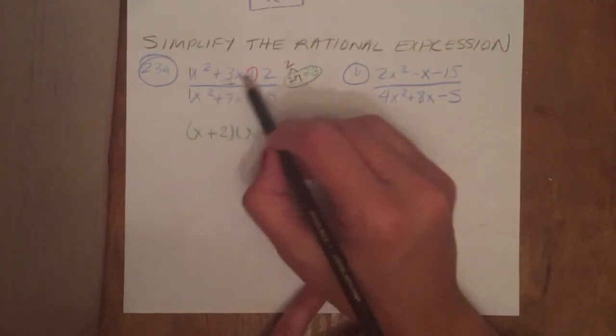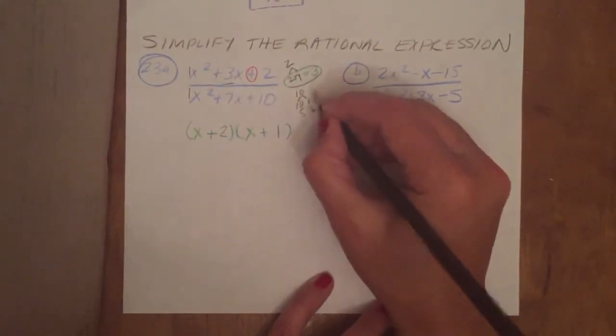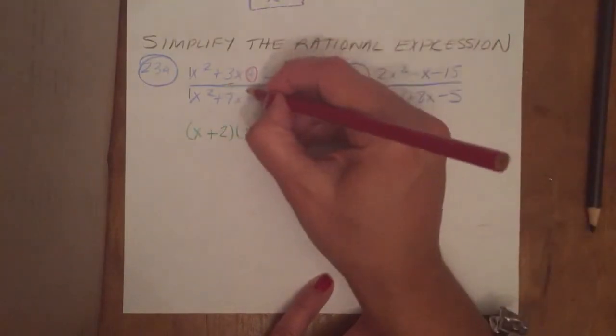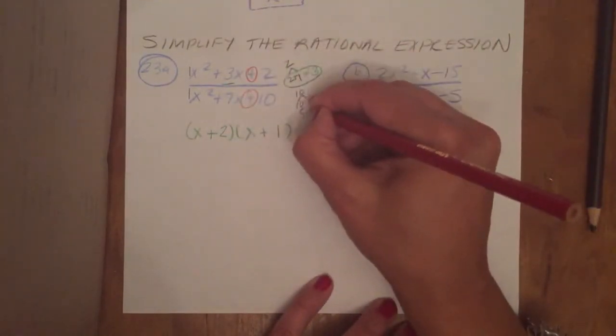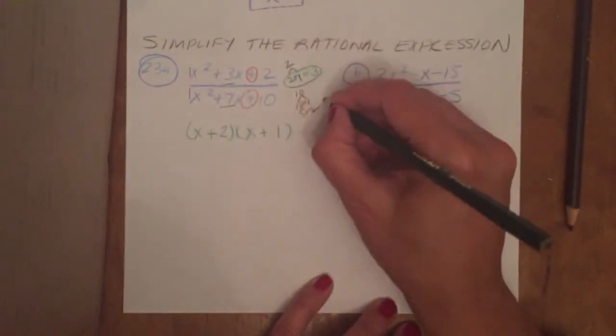Same thing, my a value is 1, so I'm just going to use the 10. I'm going to take the factors of 10, and I'm looking for 2 factors of 10 that add to give me 7, and that's 5 and 2.